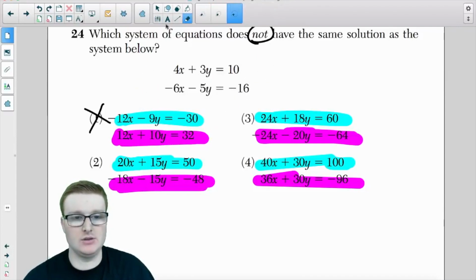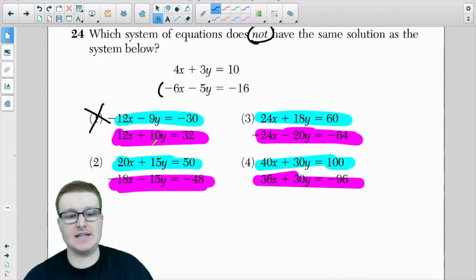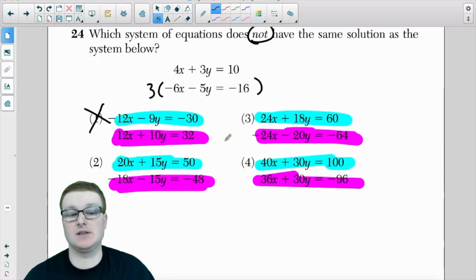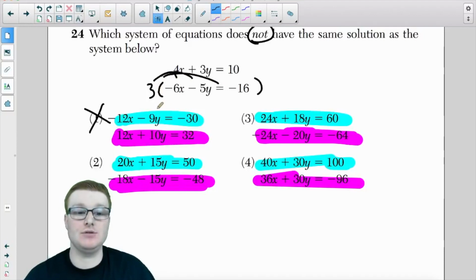Okay. Let's do it again. Negative 6 times what gives you negative 18? Well, positive 3. 3 times negative 6 gives you negative 18. So we distribute. 3 times negative 6 gives you negative 18. Good. 3 times negative 5 gives you negative 15. Good. 3 times negative 16 gives you negative 48. Good. That answer is incorrect.